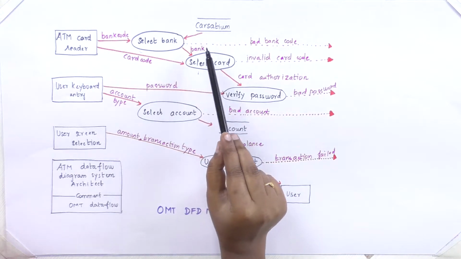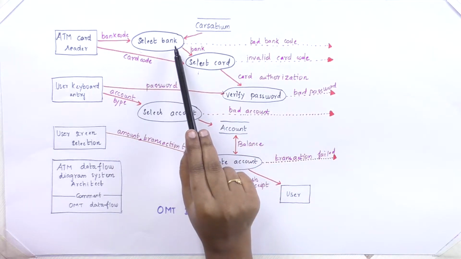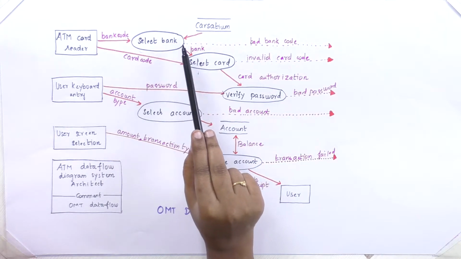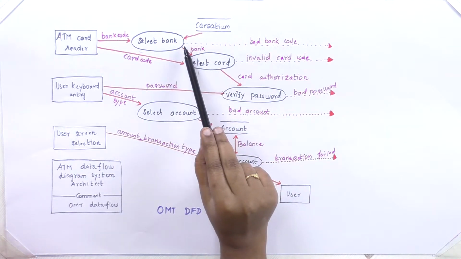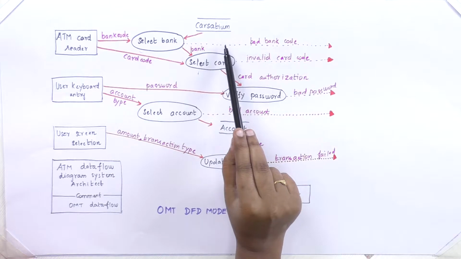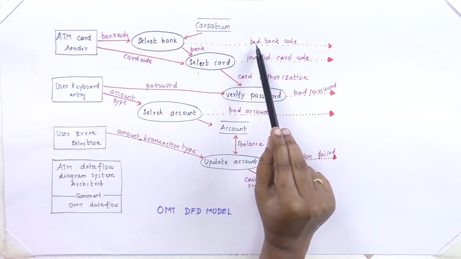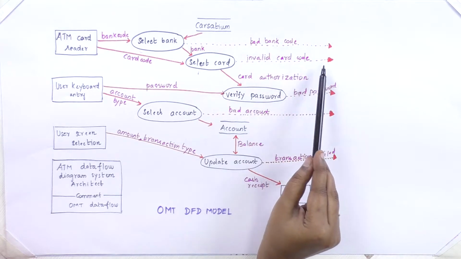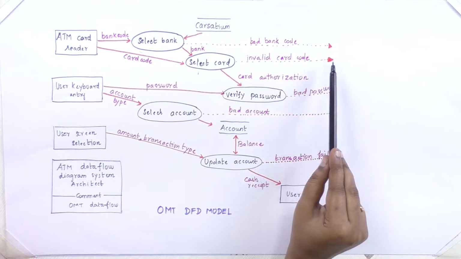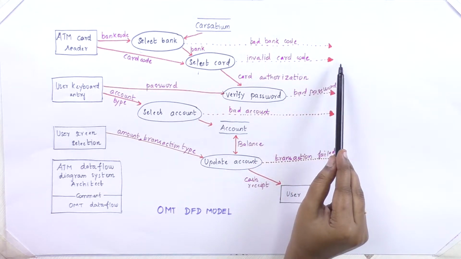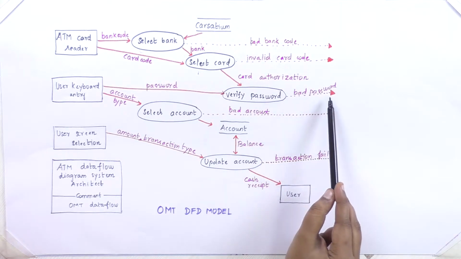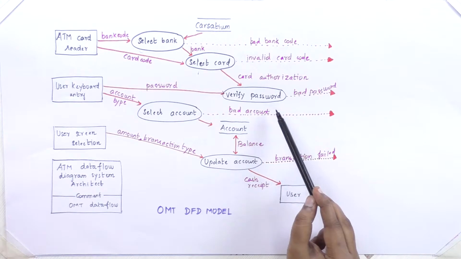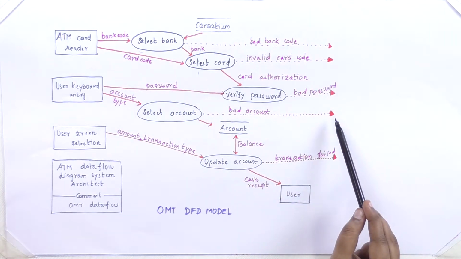For example, in this case, if you are selecting a bank, in the first process, and if that bank is not available, then you will have a termination called bad bank code. If you are selecting a card and if that card code is not there, then your system or your transaction will get terminated. And if you are typing a bad password, again your transaction will get terminated. If you are typing a bad account, then your transaction will get terminated.